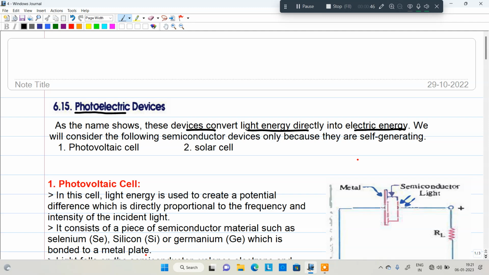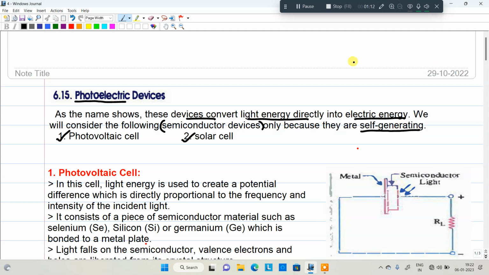So here we'll consider two types of semiconductor devices. Why are two devices considered? Because they are self-generating. Those devices are the photovoltaic cell and the solar cell. Okay, so let us discuss the first one, the photovoltaic cell.